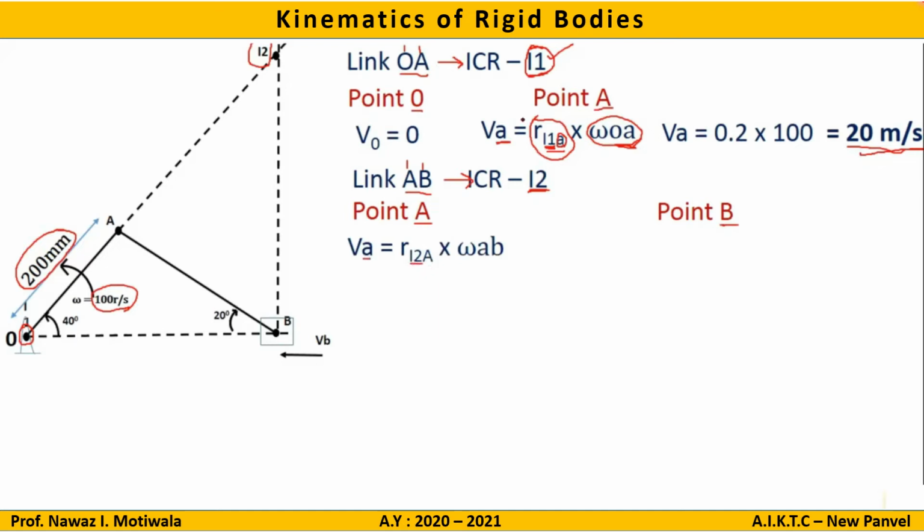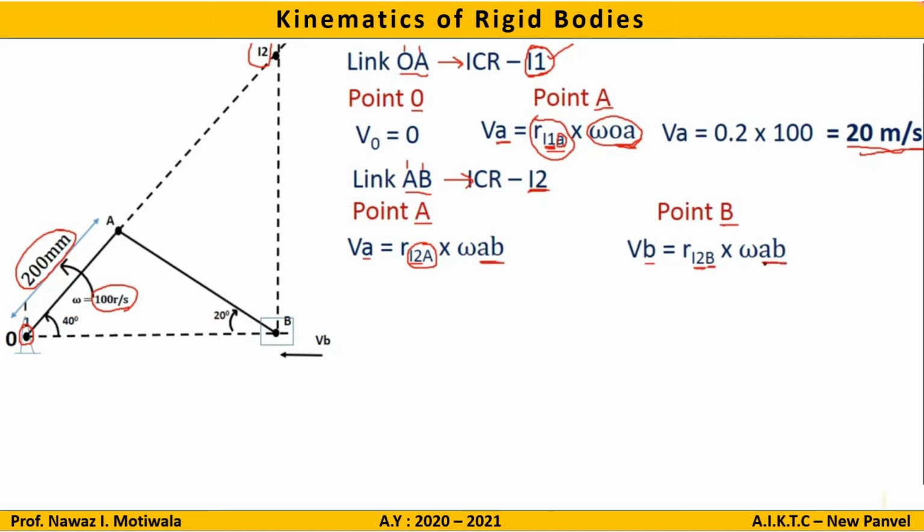See the difference. In the earlier case, with ICR I1, when I considered point A, I wrote r I1A. But now I am writing r I2A. Why I2A? Because now I am considering it on link AB, whose ICR is I2. So I want the distance from that particular ICR, multiplied by omega AB, because it is on link AB. Similarly for point B, I will write VB is equal to r I2B, again the distance from I2 to point B, multiplied by omega AB.